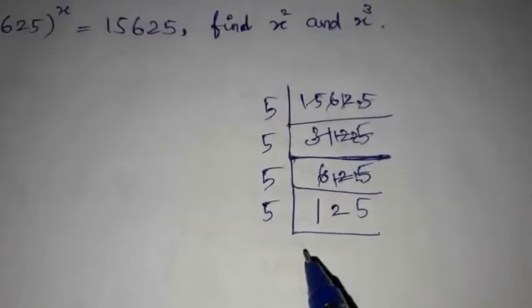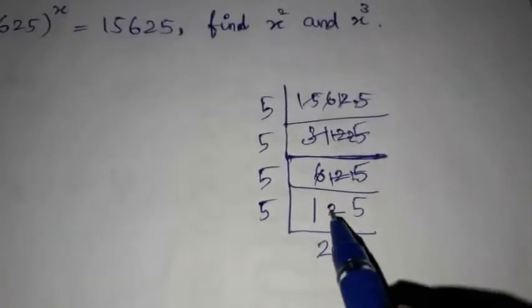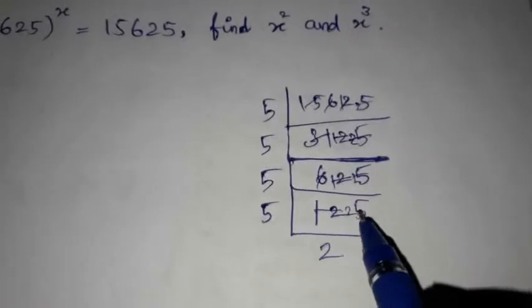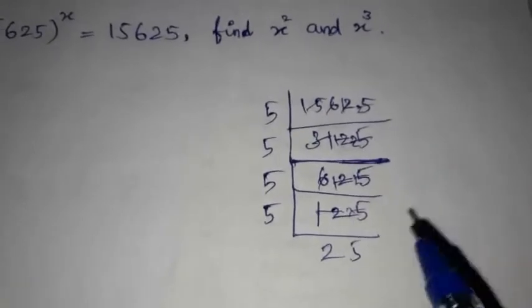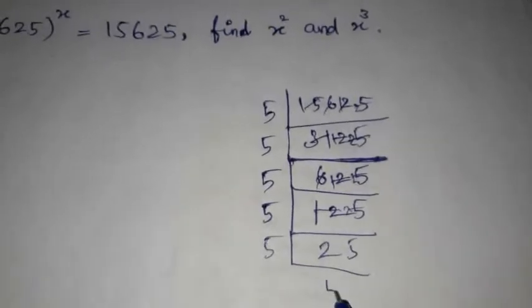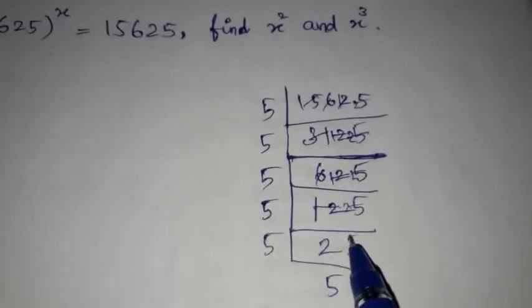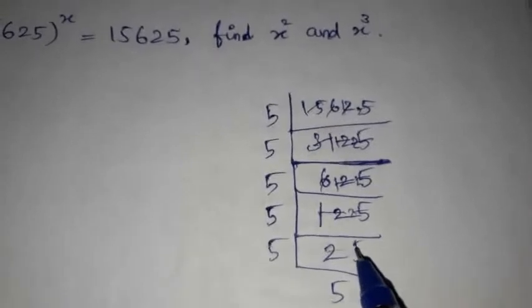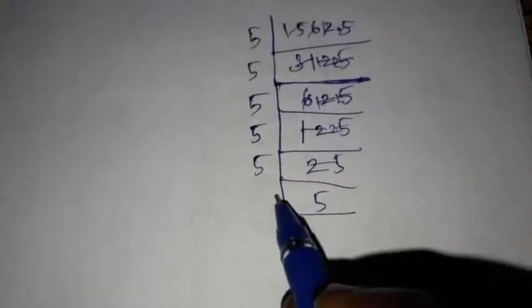Next the same fifth table. 2 5s are 10, remaining 2, 5 5s are 25. Next I use fifth table. 5 5s are 25. Next I use fifth table. 1 5 is 5.